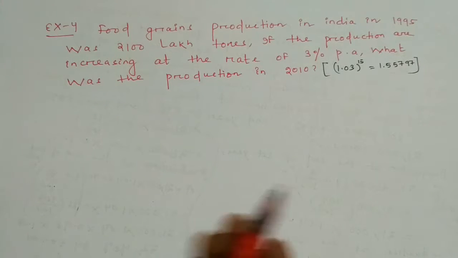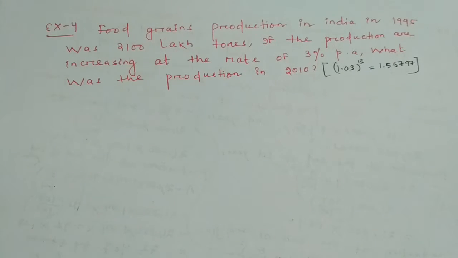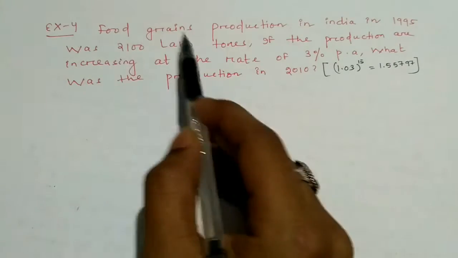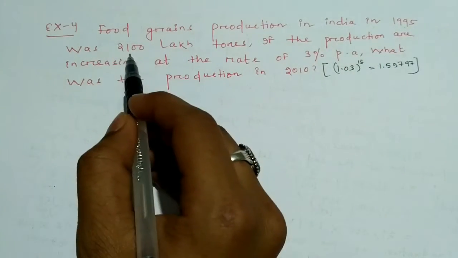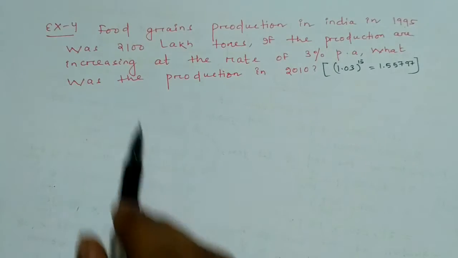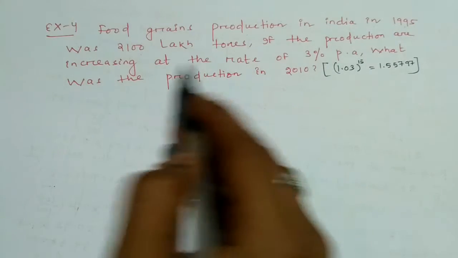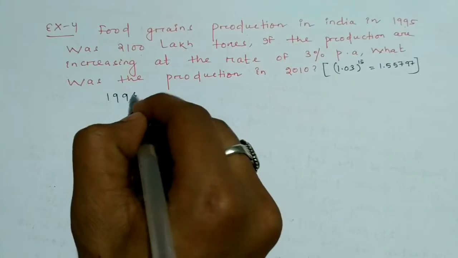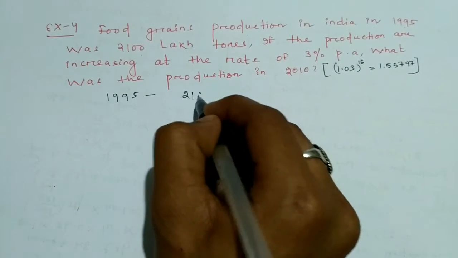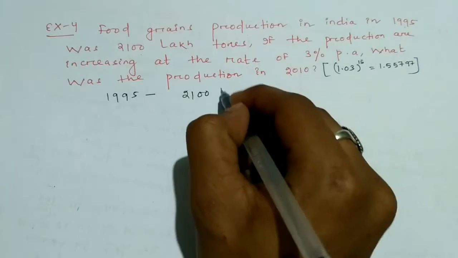Fine, so let's move to question number 4. That is example 4. It says that food grains production in India in 1995 was 2100 lakh tons. The original 1995 production is 2100 lakh tons.